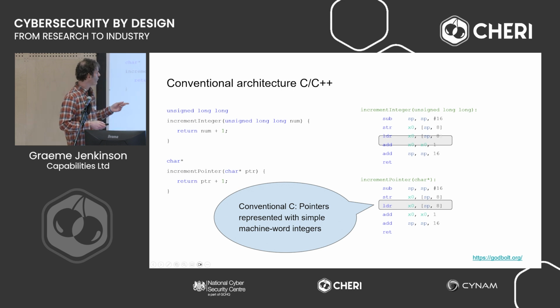So in a conventional architecture, pointers are represented with simple machine word integer values. So I had two bits of code. I ran it in an online compiler. One was incrementing an integer. The other one was incrementing a pointer.